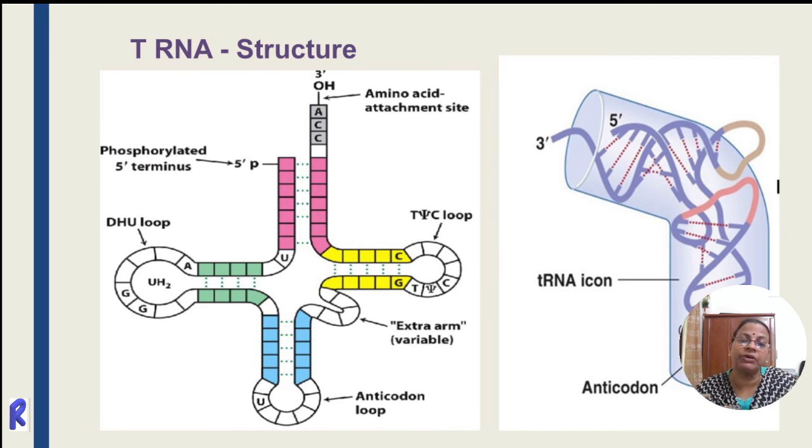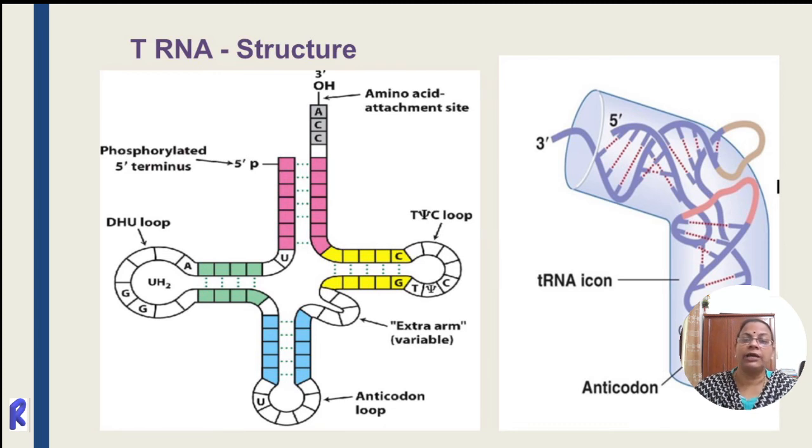Then only the exact amino acid will be brought to the mRNA. And with the help of mRNA, the ribosome and enzyme complexes, the amino acid binding as per the codon sequences of the mRNA will be translated in the form of protein.